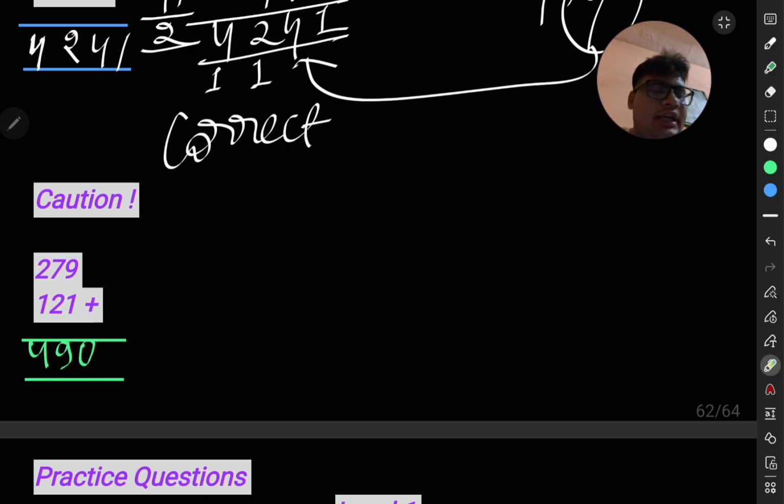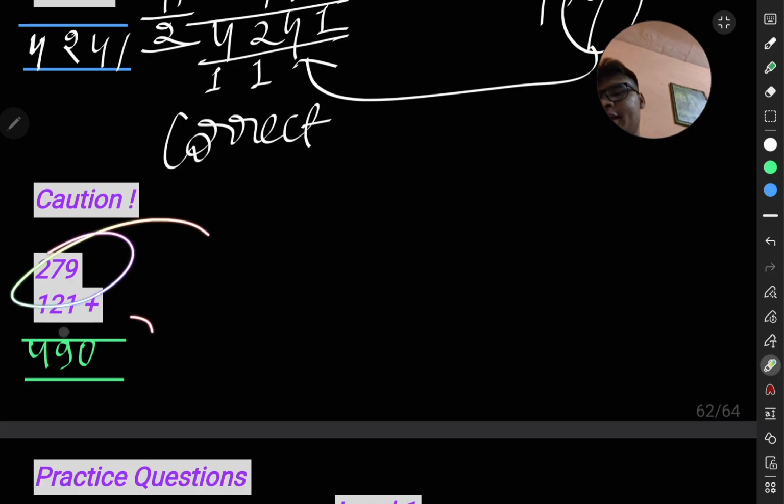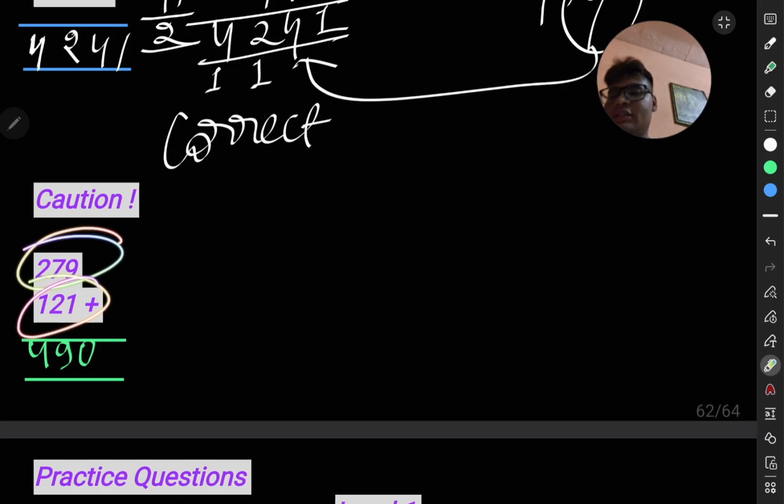And we have to check, is it the correct answer? So we will check the answer. Now we have to add from the last: 9 plus 1 will be... no, we have to check. So by checking, we have to find the digit sum of the numbers.